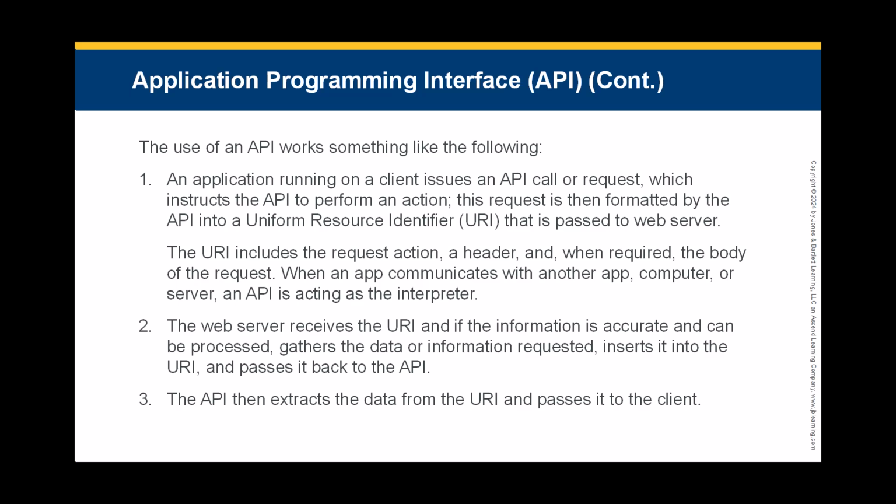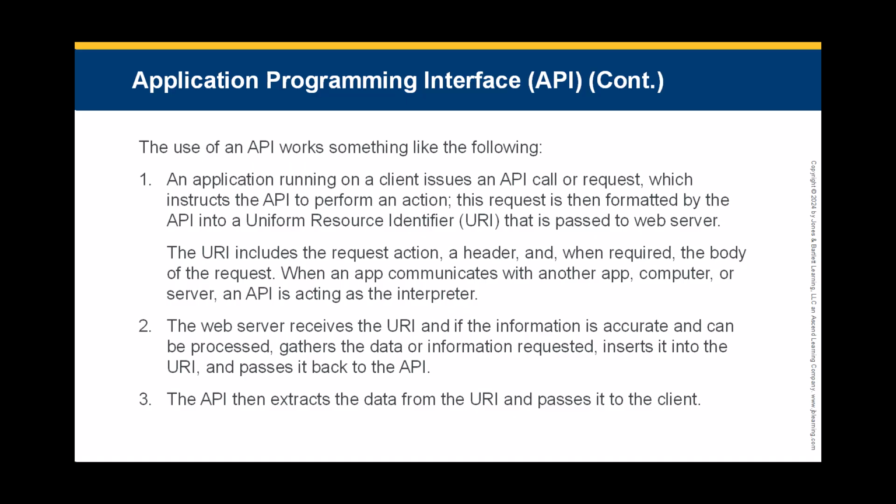The API then formats this request into a Uniform Resource Identifier, or URI, which is sent to the web server. This URI includes important components such as the requested action, headers that describe the request, and sometimes a body containing additional data.